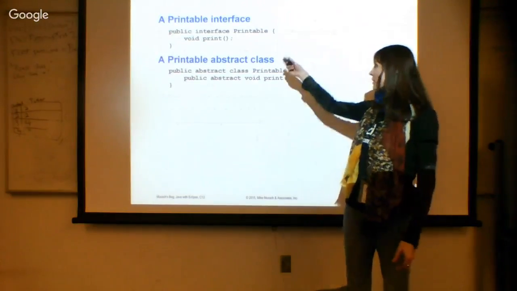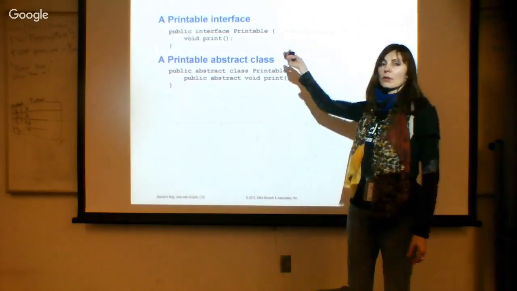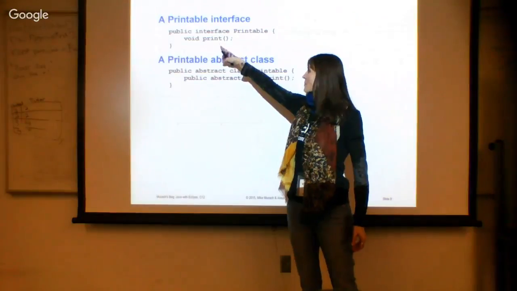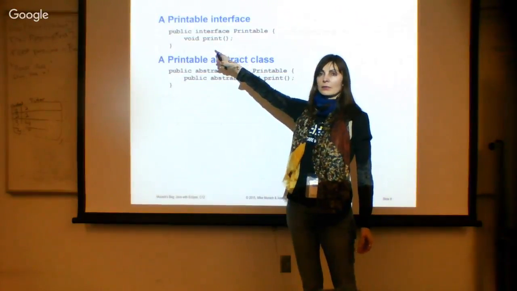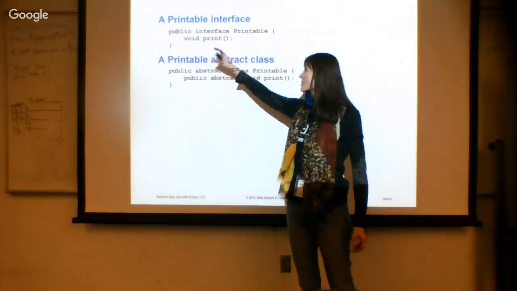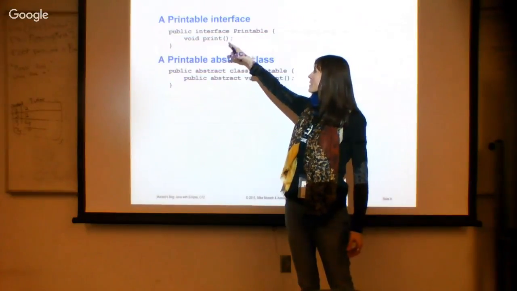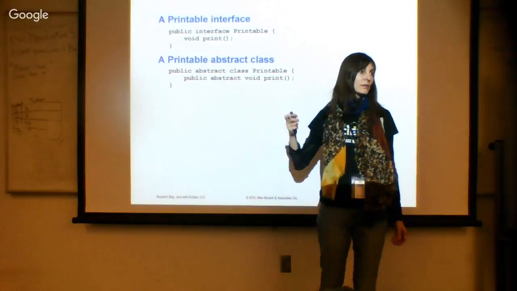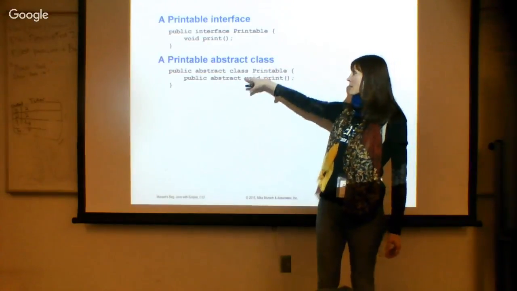And so this is a reminder of what the two would look like, to contrast and compare. And again, is this method abstract? Yes, by default, even though it doesn't say, an interface method is public abstract, is declared as such. So it becomes the same as here.